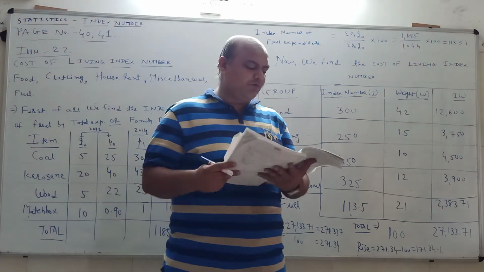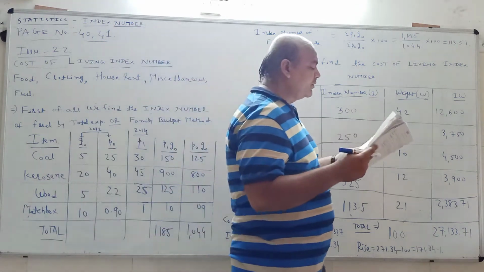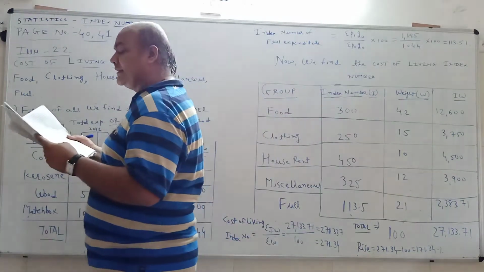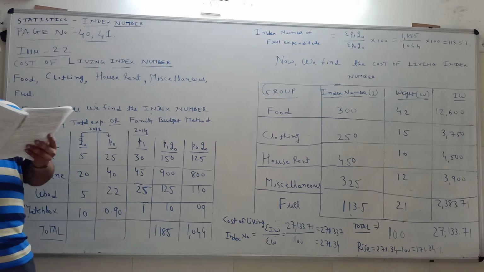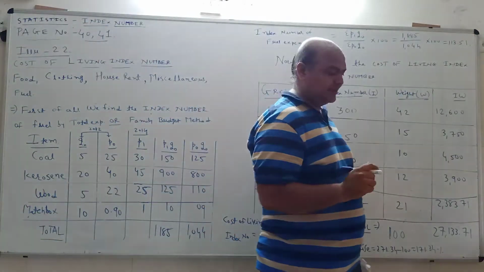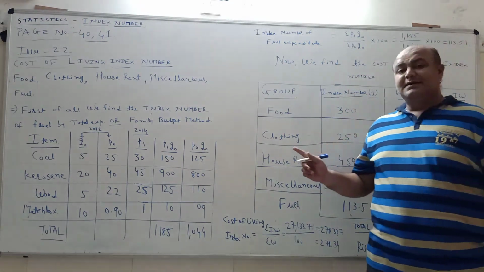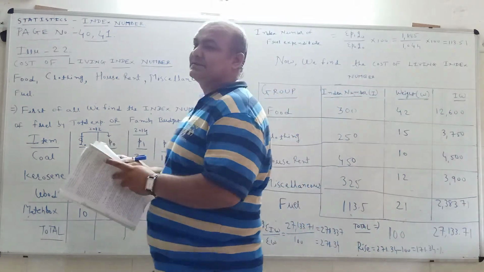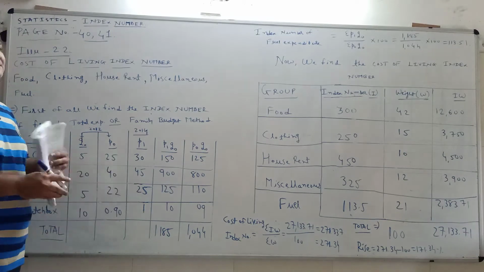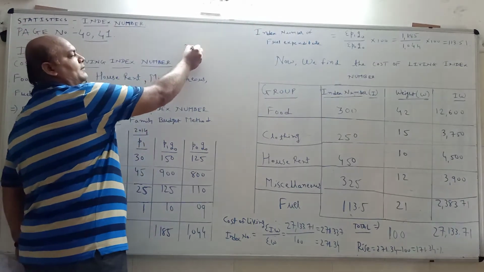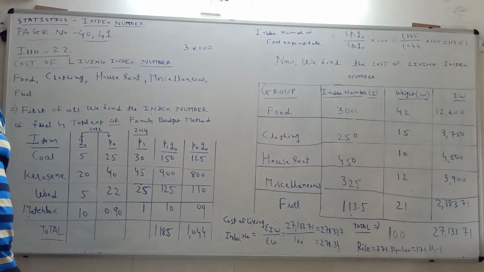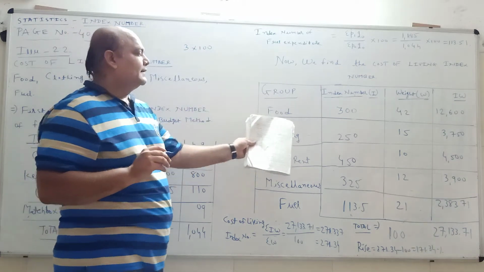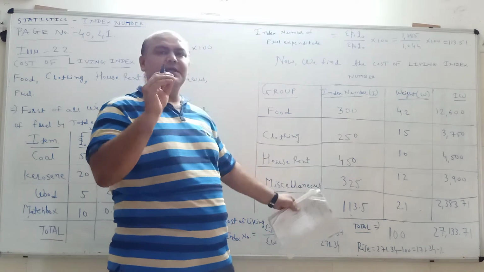See in your textbook, page number 4040. If the expenditure for food, clothing, house rent and miscellaneous groups in the year 2015 are 3, 2.5, 4.5 and 3.25 times respectively than that of the year 2012. Here is the answer. Compared to base year 2012, in 2014, that is current year, the food items increased by 3 times. Sir, now what we have to do? 3 times means we have to multiply 3 with 100. Whenever they provide times, then we have to multiply that particular times with 100. So 3 into 100, directly we got the index number of food, that is 300.